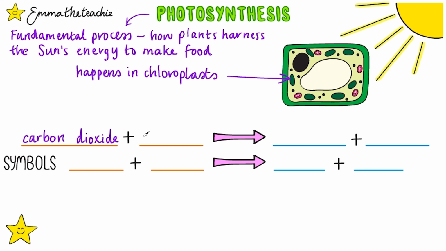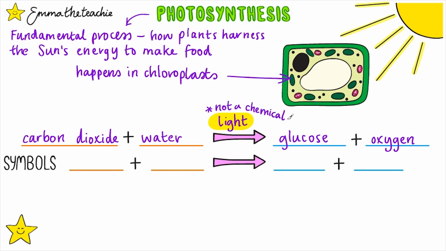Carbon dioxide plus water, arrow, and light can go along the arrow, glucose plus oxygen. We put light along the arrow because it's not a chemical, but it is a condition needed for photosynthesis to happen. If you're given a word equation with just 2 spaces, make sure you put in the chemicals and not light. Okay, let's look at where each of the reactants comes from. CO2 comes from the air around the leaf and diffuses in through the stomata, and water comes from the soil and is absorbed by osmosis.